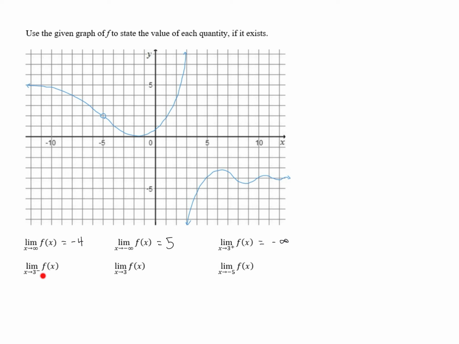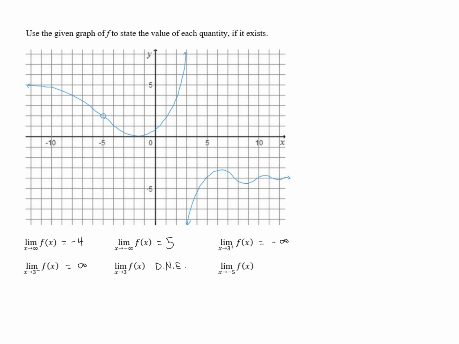Whereas if we look at the limit as x approaches 3 to the left, we can see we're going up towards positive infinity. So that one-sided limit is positive infinity. If we want to look at the two-sided limit as x approaches 3, unfortunately the left and right-handed limits are different. So that means that that limit does not exist.